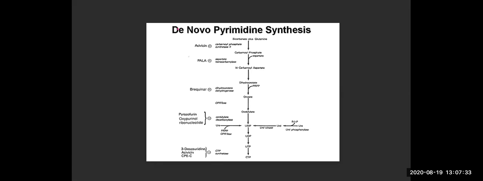Are you able to see this picture? So now you can see this picture on your screen. This first step is using your carbamyl phosphate synthetase 2. This first step is using this enzyme.